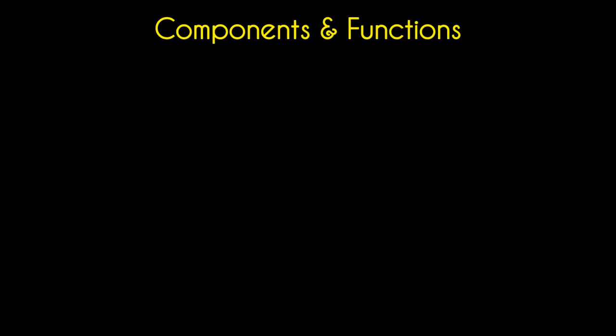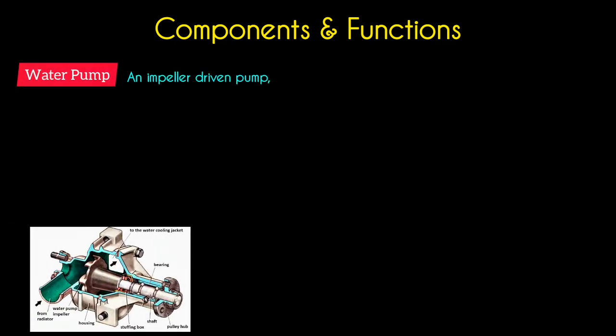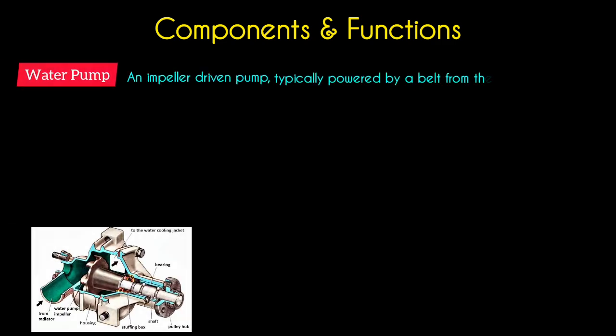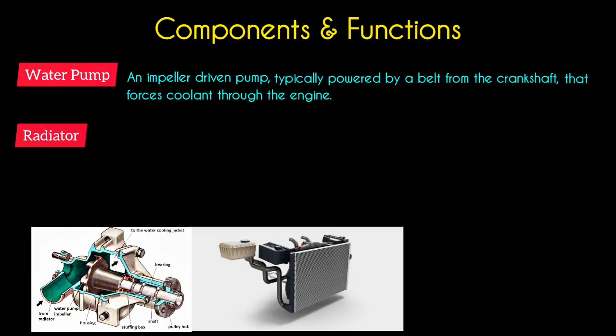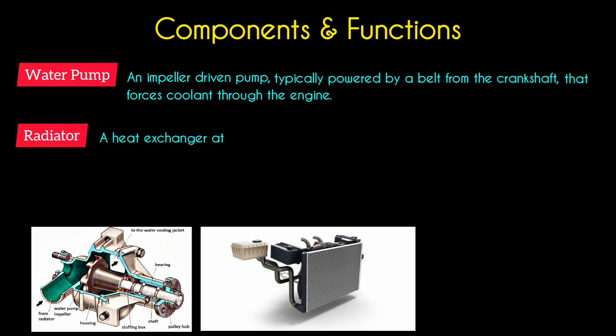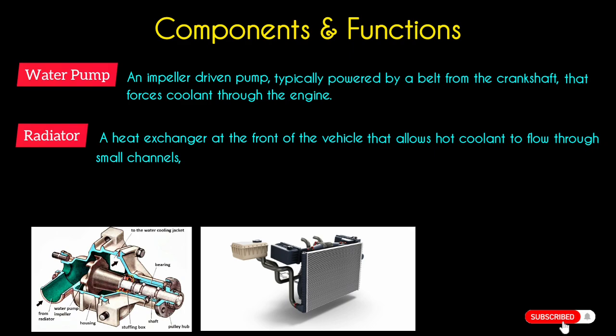Components and functions. Water pump. An impeller-driven pump, typically powered by a belt from the crankshaft, that forces coolant through the engine. Radiator. A heat exchanger at the front of the vehicle that allows hot coolant to flow through small channels, releasing heat into the air.